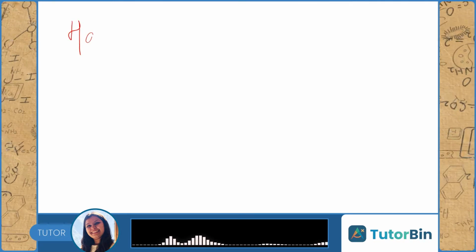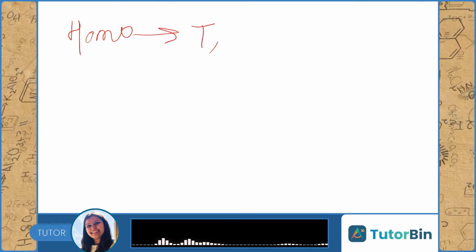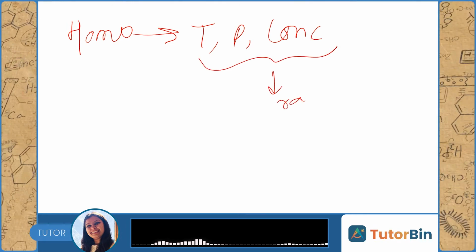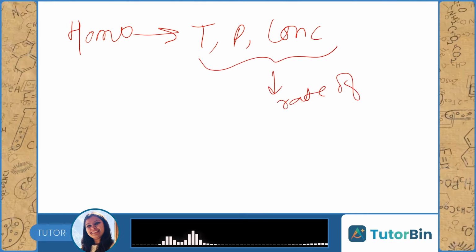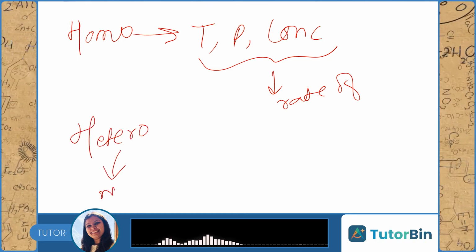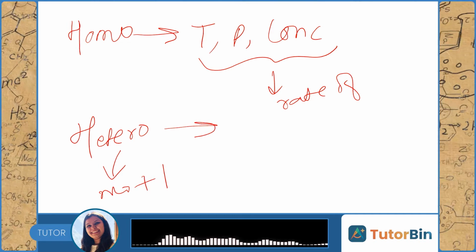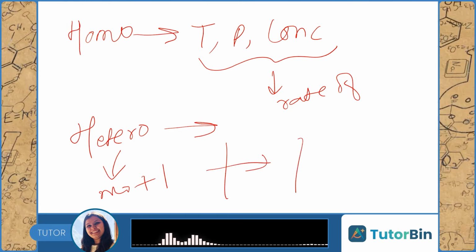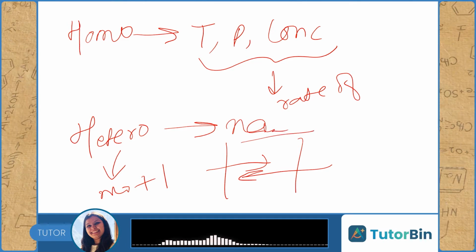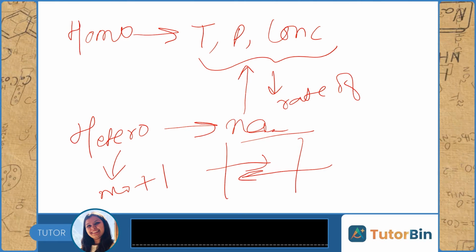So, let us say a reaction is homogeneous in nature. Then factors like temperature, pressure and concentration affect the rate of the reaction. Now, when we say a reaction is heterogeneous, we know that it involves more than one phase. So, since there is more than one phase, there will be mass transfer taking place between the two phases. Hence, the mass transfer coefficient also comes into the picture along with temperature, pressure and concentration.